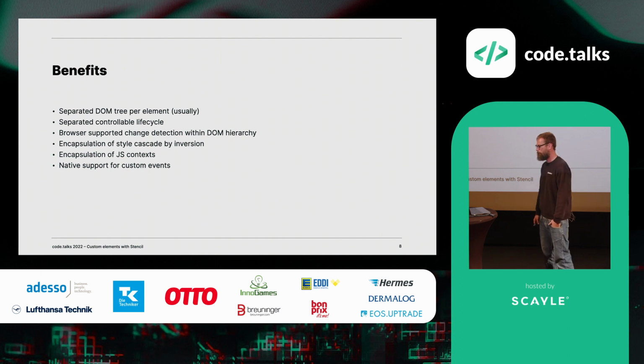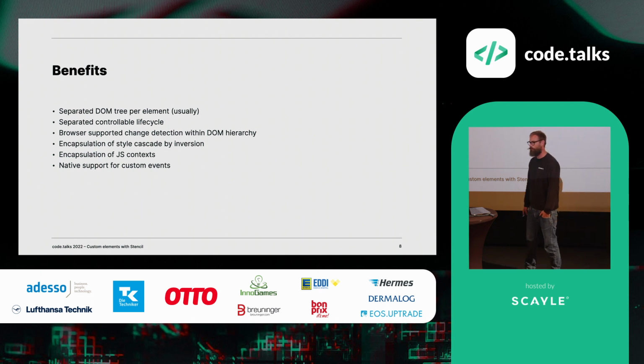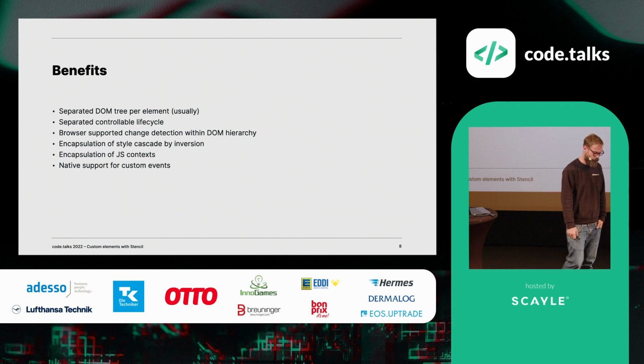And you can also say, okay, from the outside I cannot override the styling. So you can encapsulate the styling there so that it's not cascading. Stuff like that you can do with custom elements. The same goes for the JavaScript context, which cannot access the context outside the custom element. So you cannot just go into the DOM and manipulate the data there.